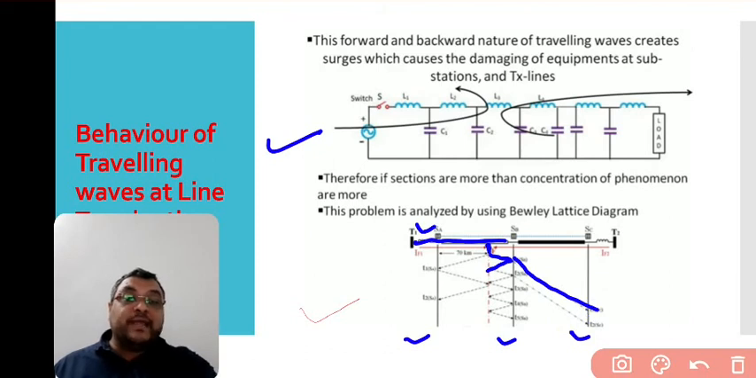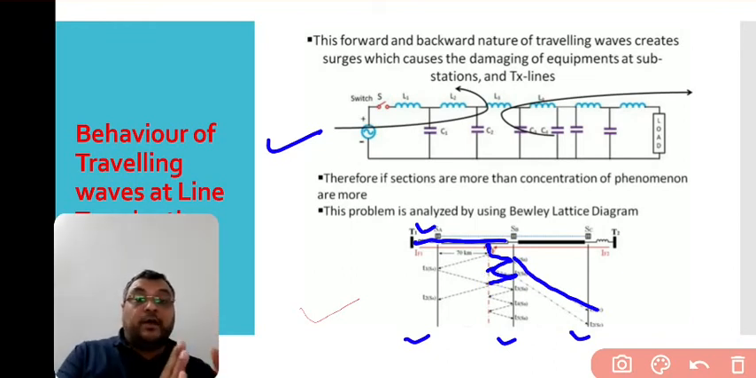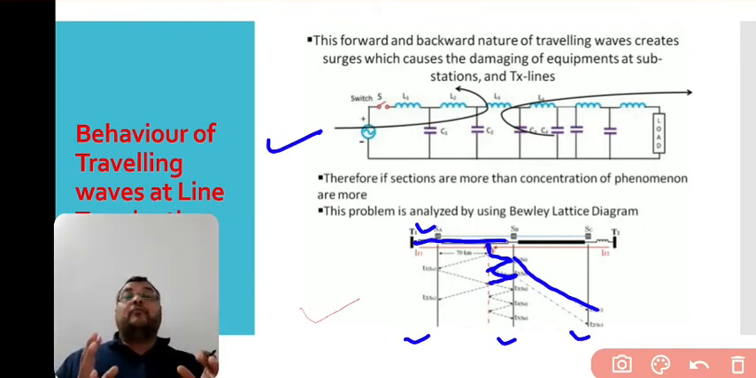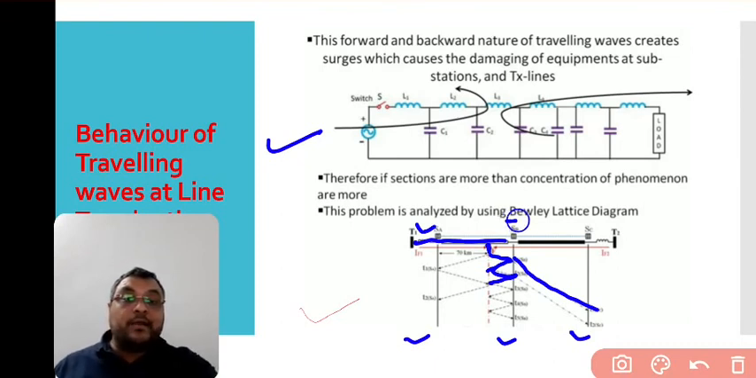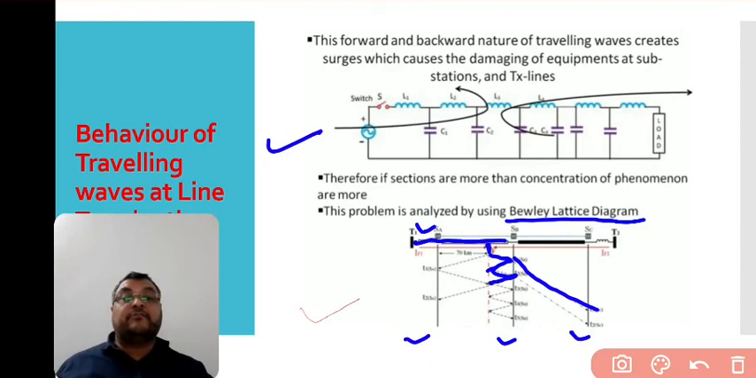This is how the transmission line power behaves: some of the amount is refracted and some is reflected. What are the values of refraction and reflection, and how are those constants calculated with the transmission line open circuited and short circuited? We will discuss the related parameters in the next lecture. Basically this is known as a Bewley lattice diagram, which shows the phenomenon of forward and backward traveling waves.